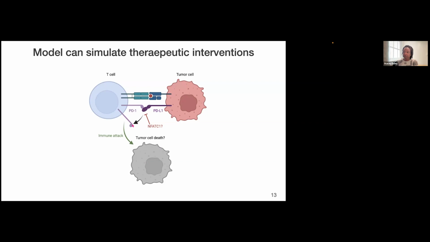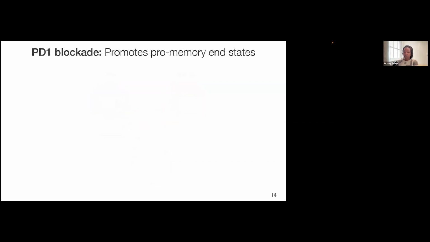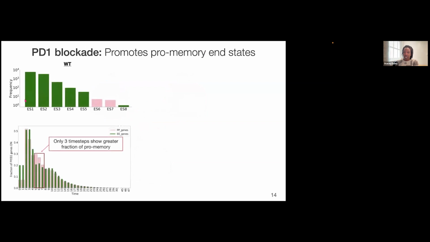So we can run our model to look at what happens when we alter that gene regulatory network so that the link between NFATC1 and PD-1 is no longer there. And we again run the model 10,000 times to simulate 10,000 single cells. And we run the model to apply the rules in the random order. And now what we see, compared to the wild type, which I showed you before without any alterations, we already had those 8 final end states.